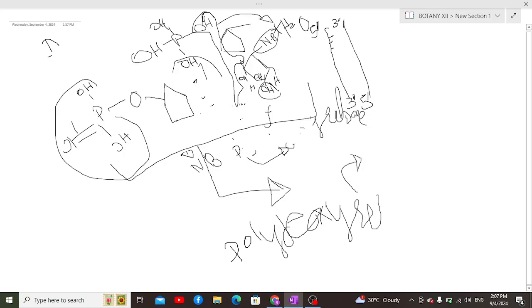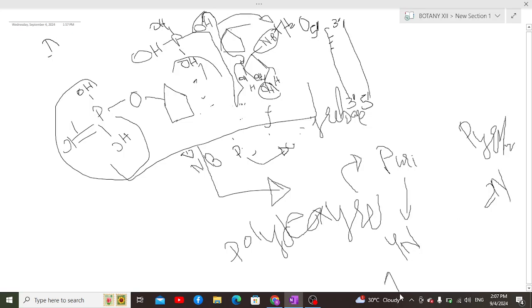Now, when it comes to the nitrogenous bases over here, there are two major classes of nitrogenous bases. First is the purines, and second are the pyrimidines. Purines are larger in size because they contain two rings, and pyrimidines are smaller in size because they contain only a single ring. What actually happens is that purines have got four nitrogen atoms, and in pyrimidines we have got only two nitrogen atoms.